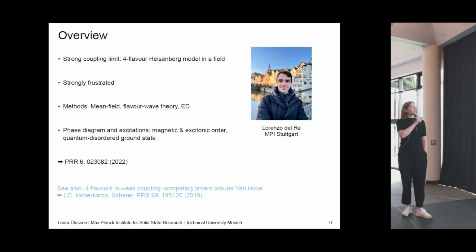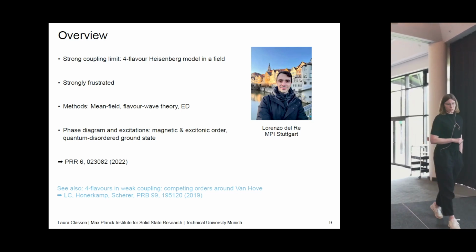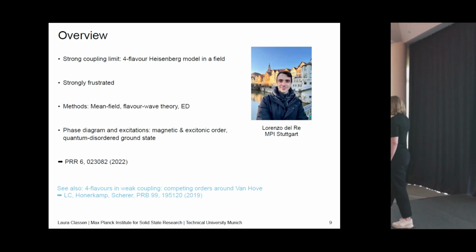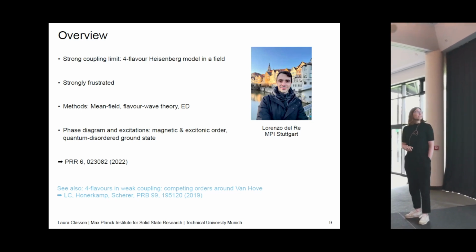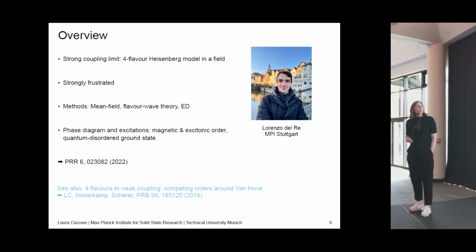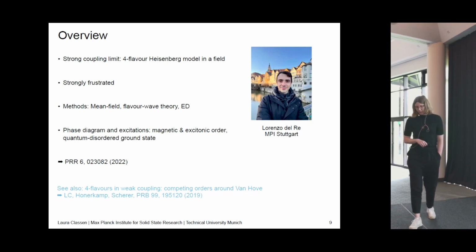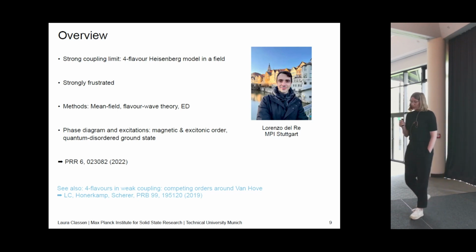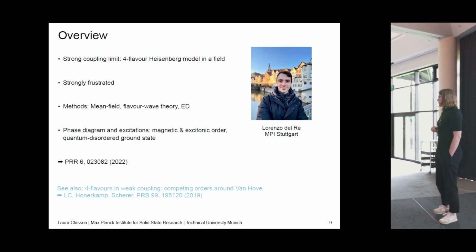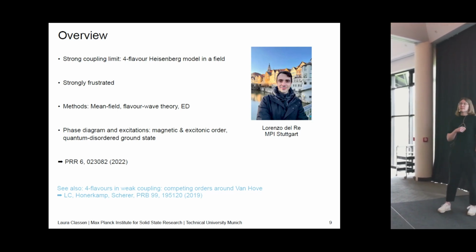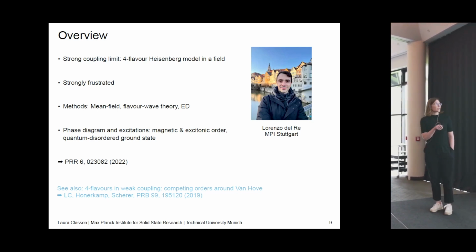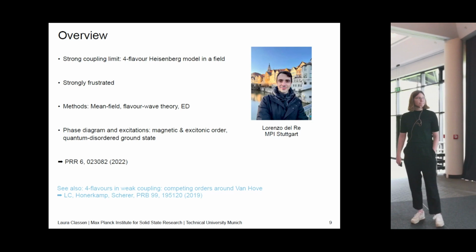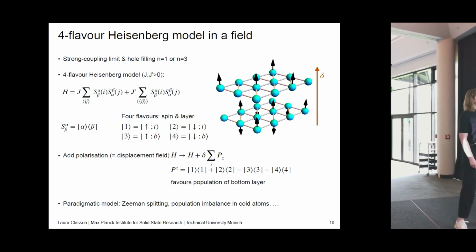So the rest of the talk I want to spend on this four-flavor Heisenberg model and study what it does if we put it in a field to model the displacement field of the experiment. This was work done with my collaborator, Lorenzo Del Re, from the Max Planck Institute in Stuttgart. And I'm going to argue that this model has several sources of frustration, which lead to a very interesting phase diagram. And this phase diagram we've calculated with several methods. I'm going to walk you through them. Basically, they include more and more quantum fluctuations. Good. So with that, let's start.